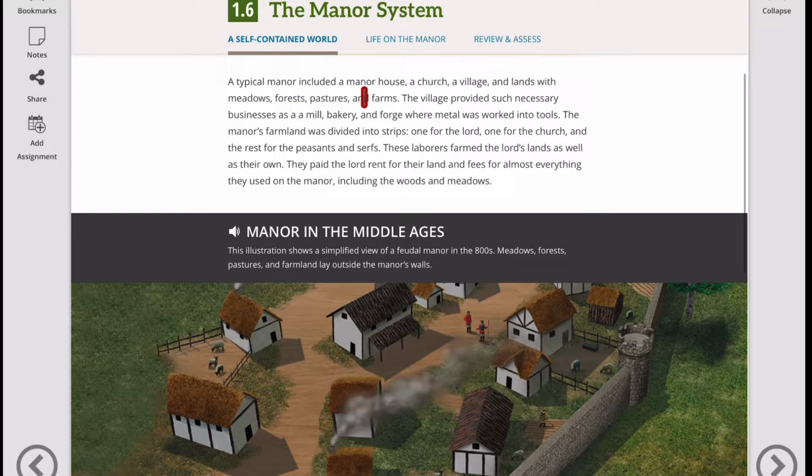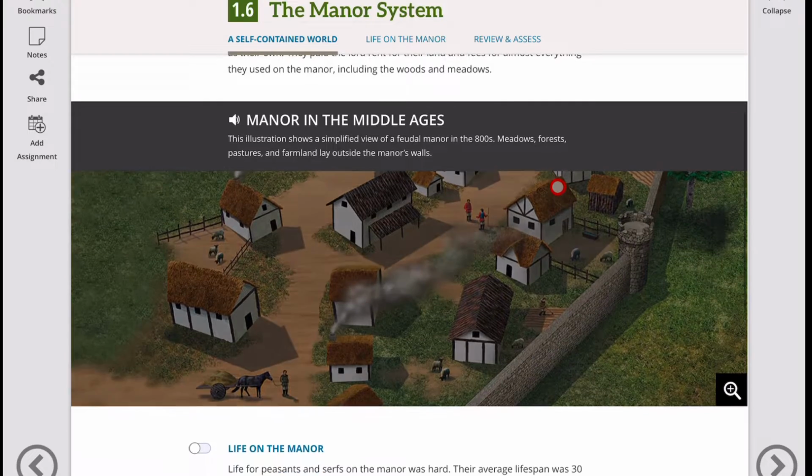A typical manor included a manor house, a church, a village, and lands with meadows, forests, pastures, and farms. The village provided such necessary businesses as a mill, a bakery, and a forge where metal was worked into tools. The manor's farmland was divided into strips for the lord, one for the church, and the rest for the peasants and serfs. Now let's take a look at this basic illustration of what a manor system consists of.